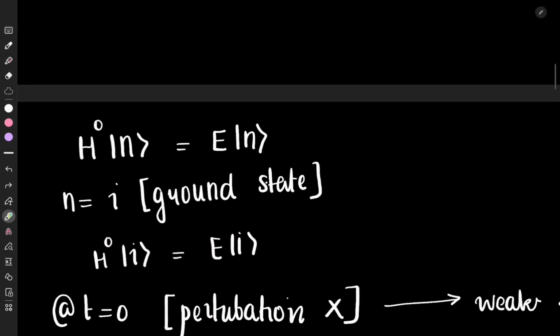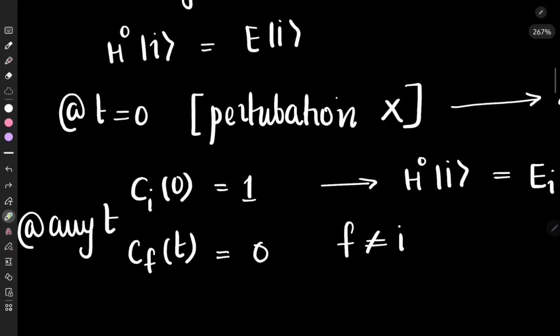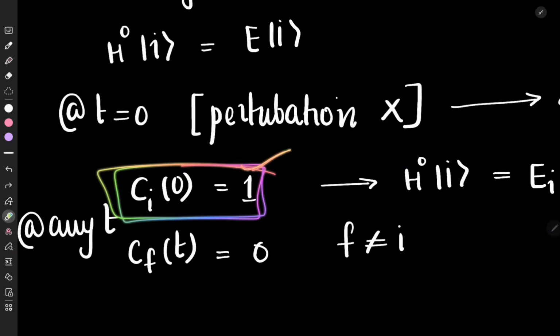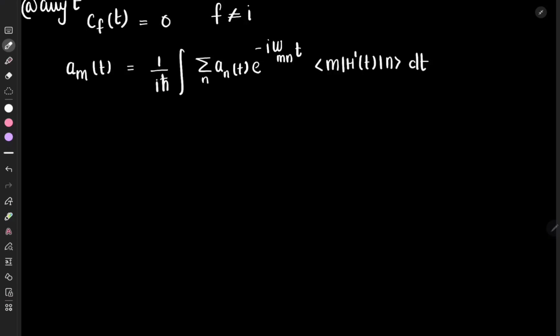So we can write that at t is equal to 0, when there's no perturbation, c_i of 0 is equal to 1, because only in the ground state there is some population, whereas in the other states it will be 0 because there's no population. Now that's done, we'll go back to the initial equation that was a_m of t is equal to 1 by iħ. I'll just copy paste that equation. Now I'm going to write it in terms of initial and final states. So I'll give m to be f and n to be i, and then rewrite it.